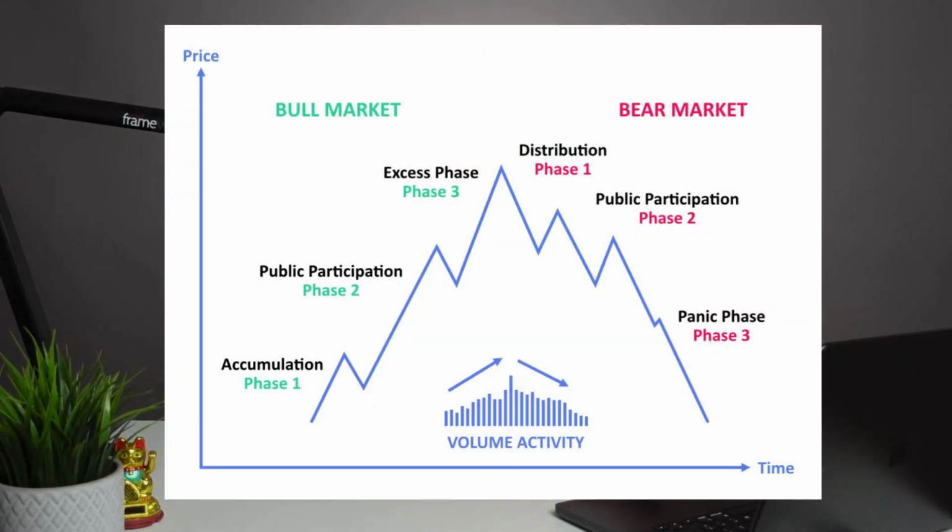So what I want to do is go over to Charles Dow's market cycle theory, which is another schematic that we have for you. Again, it involves accumulation, public participation, an excess phase, and then obviously distribution, which is our phase 3. Obviously, phase 1 here is phase 1 for us as well. And then public participation to the downside and panic selling.